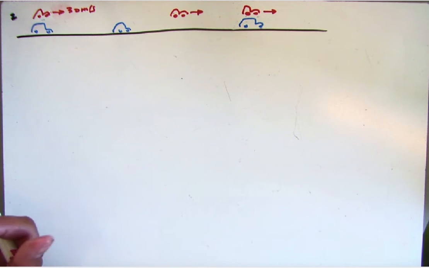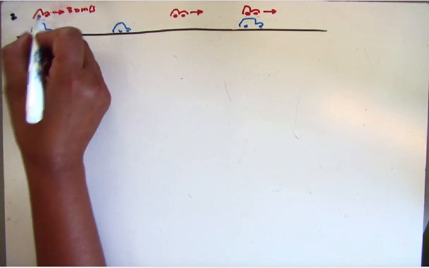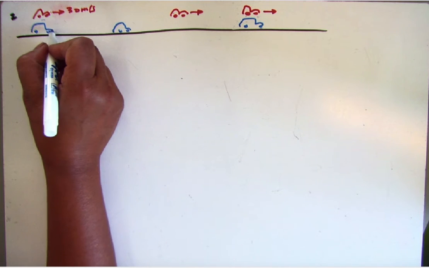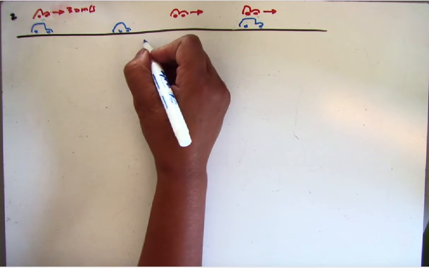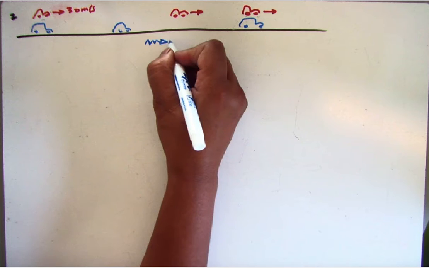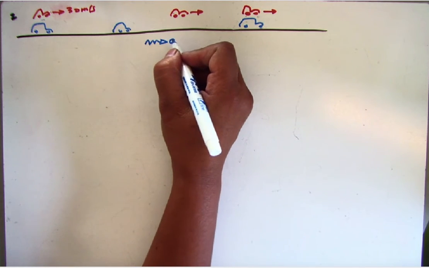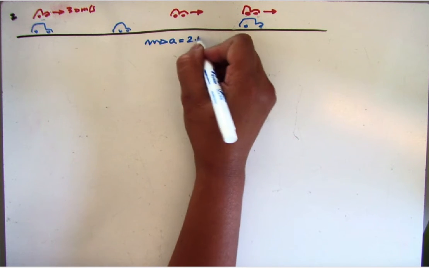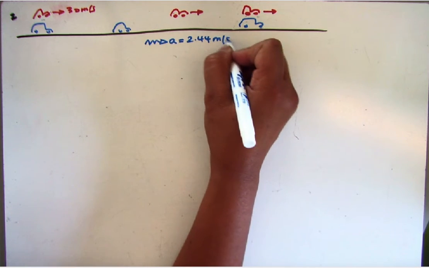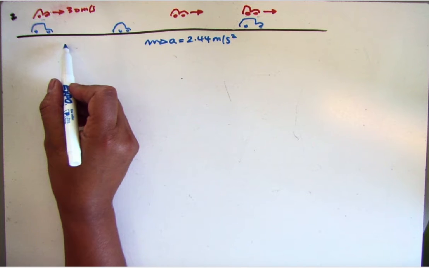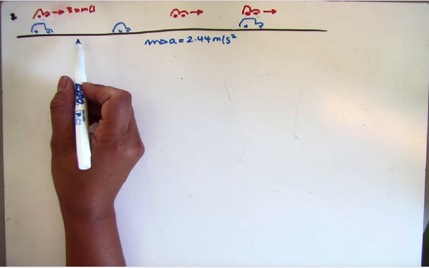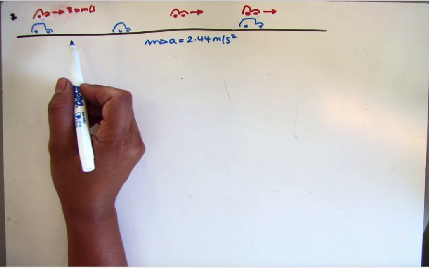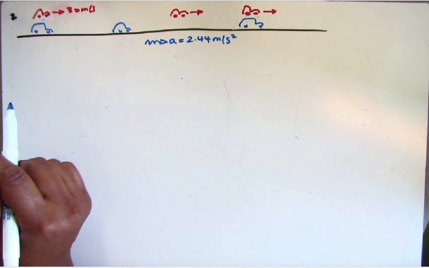The next thing that happens is that the police car sees the speeder. We're assuming the instant the speeder passes, the police car starts to accelerate. So I'm going to put in blue here. This is supposed to represent the acceleration of the police car. And the question tells us that it has a uniform rate of acceleration of 2.44 meters per second squared. So every second it's gaining 2.44 meters per second, and so it's increasing its speed by that much.